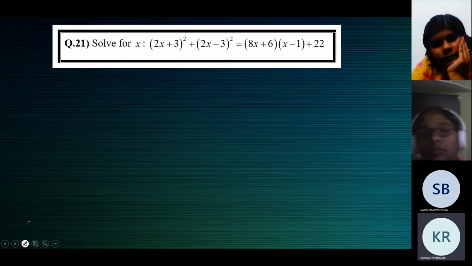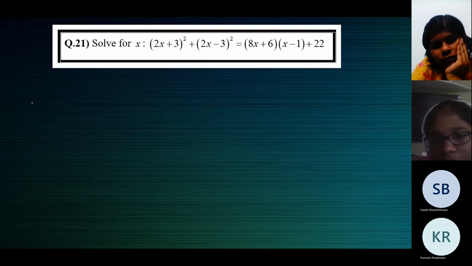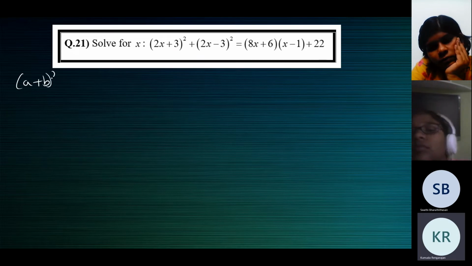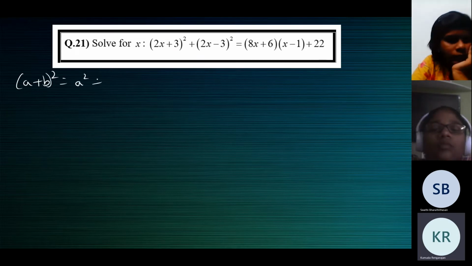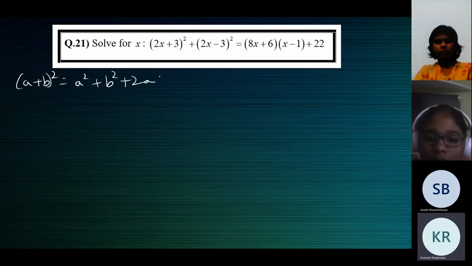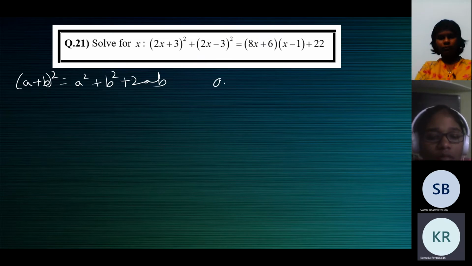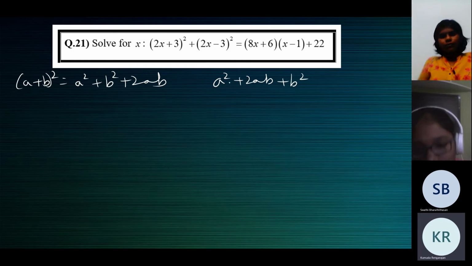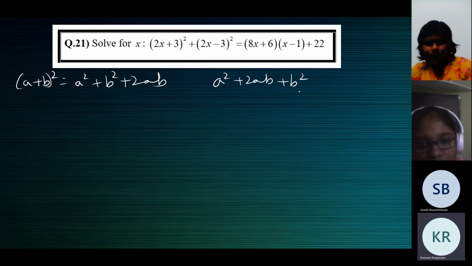So now what you have to do is make use of the identity. Wherever there is a, you say 2x. And where there is b, you say 3. That's all. The identities are like this. (a plus b) the whole square is equal to a square plus b square plus 2ab. Or you can write it in any order. You can also write a square plus 2ab plus b square. Order is fine.